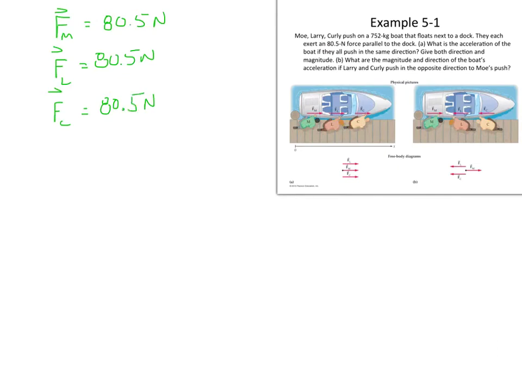All right, so our three forces are right here, and I made them all positive because the assumption is that this is the positive x direction. So we've got our three forces. What else is going on right here?